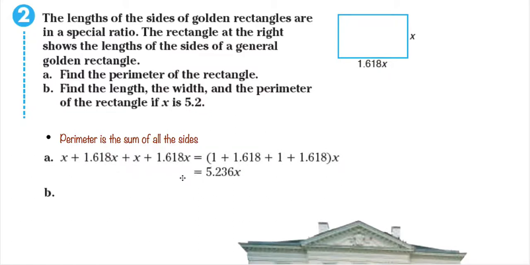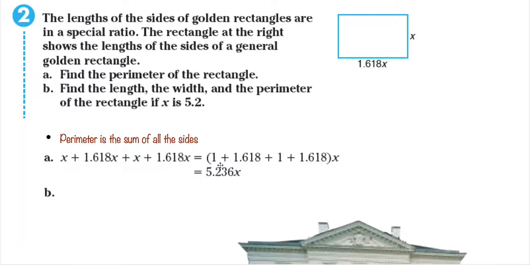Adding all the sides, you end up with 1 plus 1.618 plus 1 plus 1.618. Using the distributive property, put them in parentheses and multiply that by x. Since they are all like terms, we can add all of them. You end up with 5.236x. Now, you might ask, where did 1 come from?